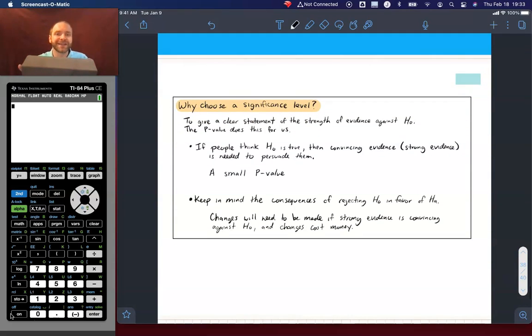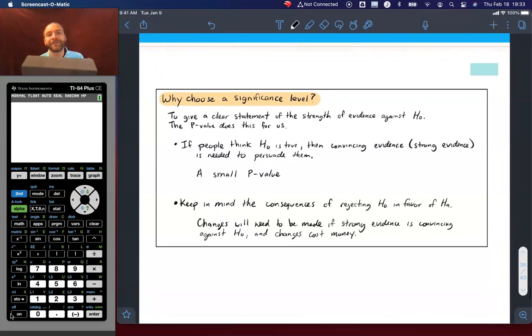So, why choose a significance level? It gives a clear statement of the strength of evidence against the null hypothesis. The p-value does this for us. Now, if people think the null is true, then convincing evidence, strong evidence, is needed to persuade them, a small p-value. So keep in mind the consequences of rejecting the null hypothesis in favor of the alternative. Changes will need to be made if strong evidence is convincing against the null hypothesis, and changes cost money. These are little things not too important right now, but we start to get into these as we go through.